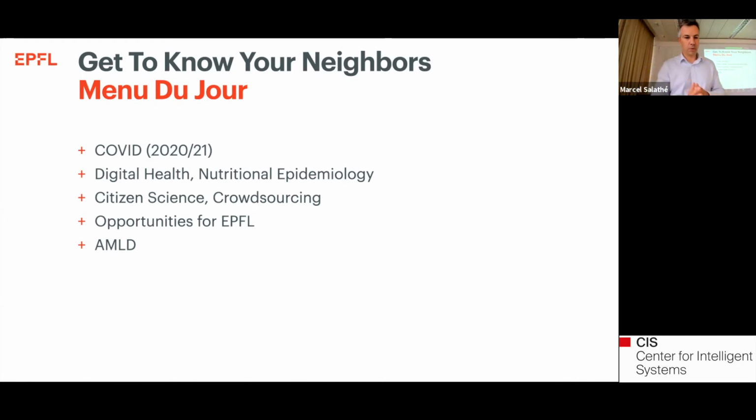So here's the menu du jour. I want to briefly say a few words about COVID, just so that we have this out of the room. Since this whole thing is called Get to Know Your Neighbor, it will be hard to know where I am currently without talking for a few minutes about the COVID situation in the last year in particular. Then I'm going to segue neatly into digital health and what we are now doing there as a lab. That's another great segue, I hope, to discussions about crowdsourcing and citizen science. And then I make another segue into where I see opportunities there, mostly around the second point for EPFL, more as a brainstorming discussion basis.